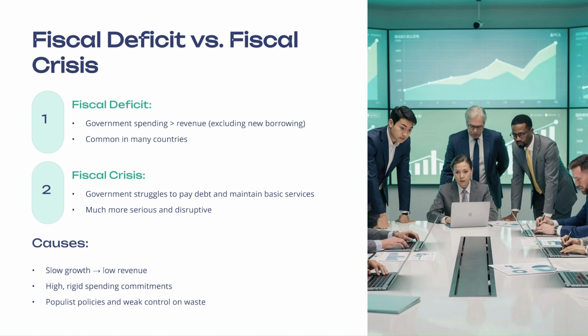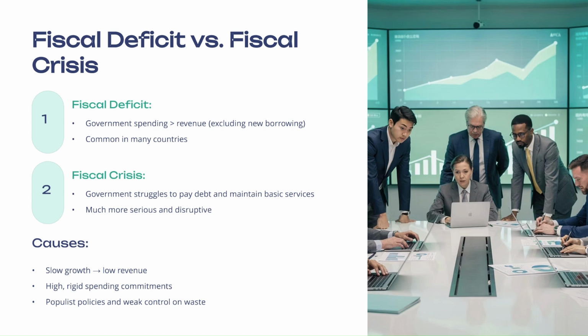There is a difference between the two. A fiscal deficit happens when a government spends more than it earns. This is common. A fiscal crisis, however, is more severe. It is when the government cannot meet its financial obligations like paying off debts or funding services.